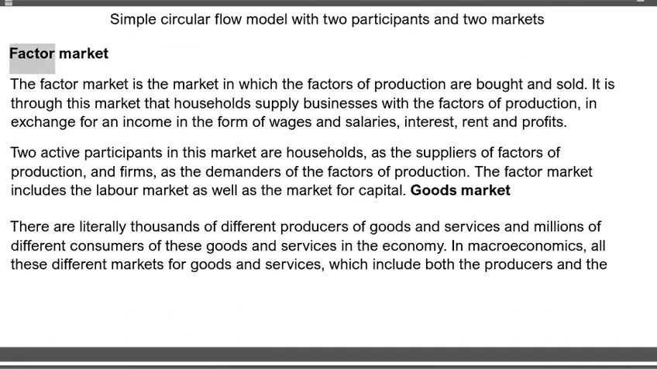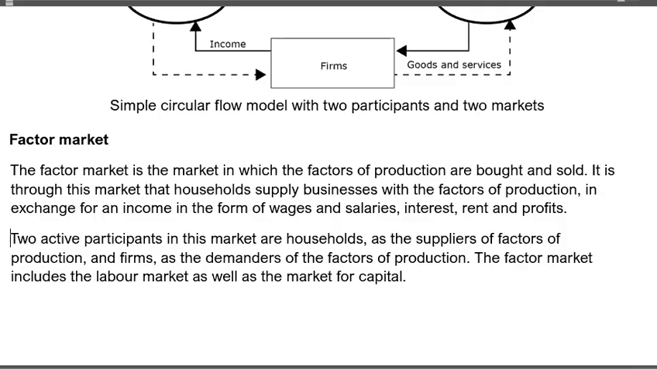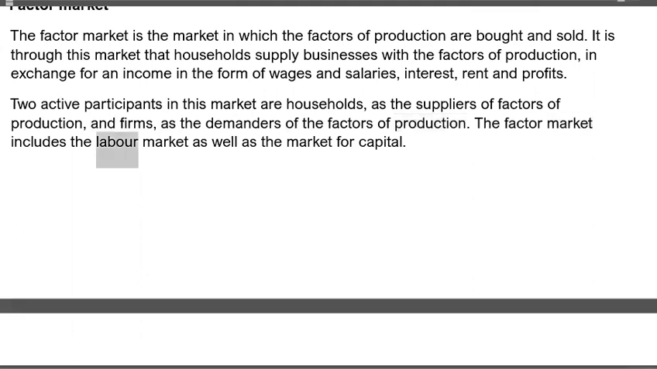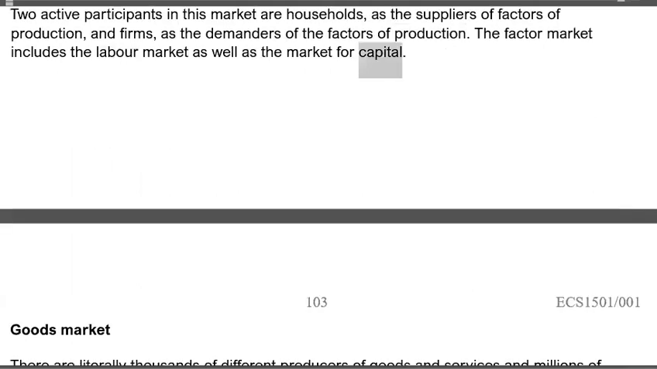Factor market. The factor market is the market in which the factors of production are bought and sold. It is through this market that households supply businesses with the factors of production, in exchange for an income in the form of wages and salaries, interest, rent and profits. Two active participants in this market are households, as the suppliers of factors of production, and firms, as the demanders of the factors of production. The factor market includes the labor market as well as the market for capital.